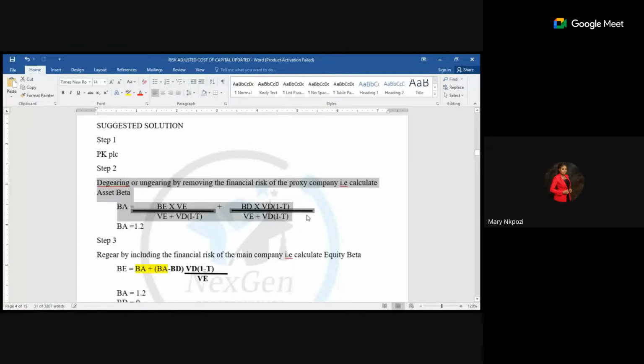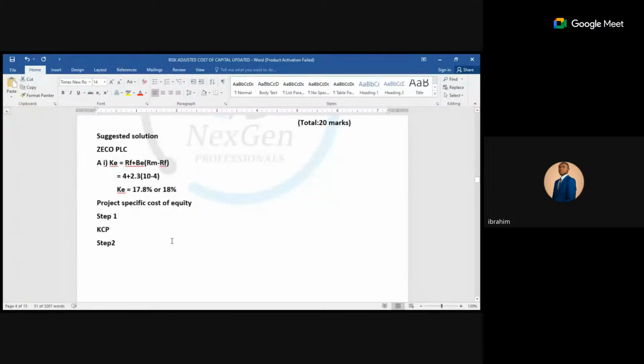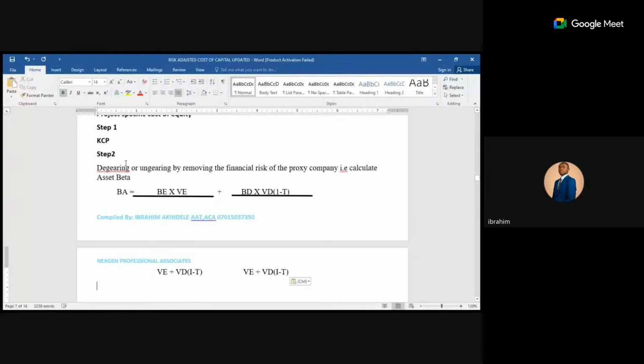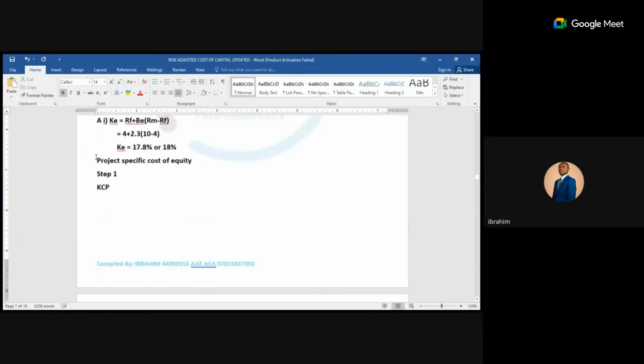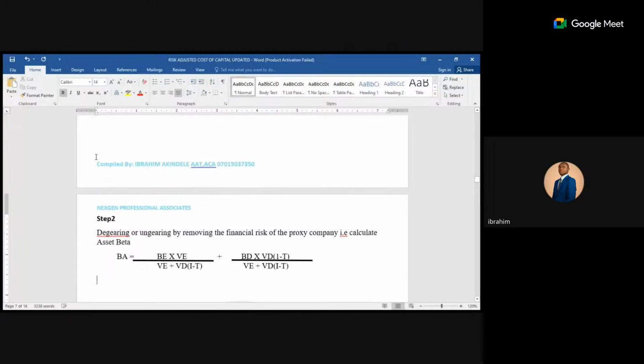Okay, thank you. So, cost of equity, step 2. We need to save time. Now, calculate the asset beta. Don't forget that all this information will be for the project company.